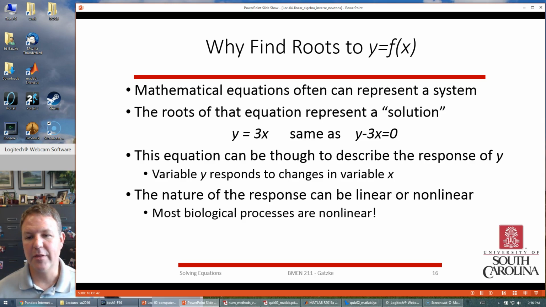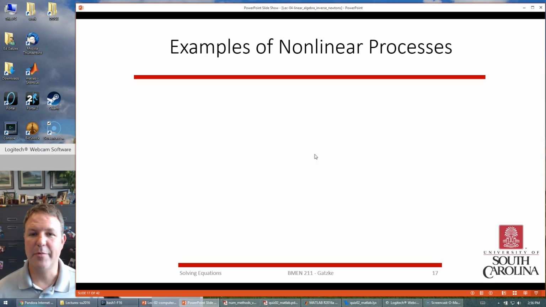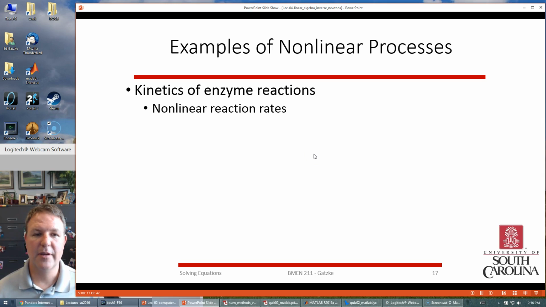And this response can be linear or nonlinear. A lot of real systems are nonlinear, and a lot of models we use for those systems are nonlinear. So some examples. If you're dealing with kinetics, how fast things react in the presence of an enzyme, there are often nonlinear reaction rates. So the reaction rate for a chemical reaction in a biological system may be a nonlinear dependence. It's not just a constant times a concentration variable. It could be a constant times a concentration variable squared, or some power law, or some denominator term. So it's not just a simple constant times a variable. It's more intricate than that.